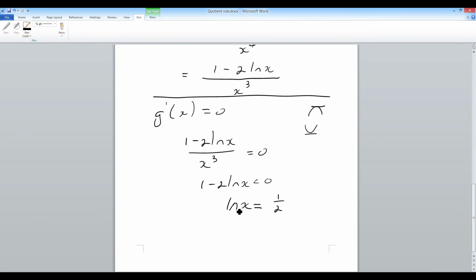Now, of course, the natural log is the same as log base e of x. So when I want to write this in exponential form, x is equal to e to the power of a half. This is the x-coordinate of my maximum or minimum.